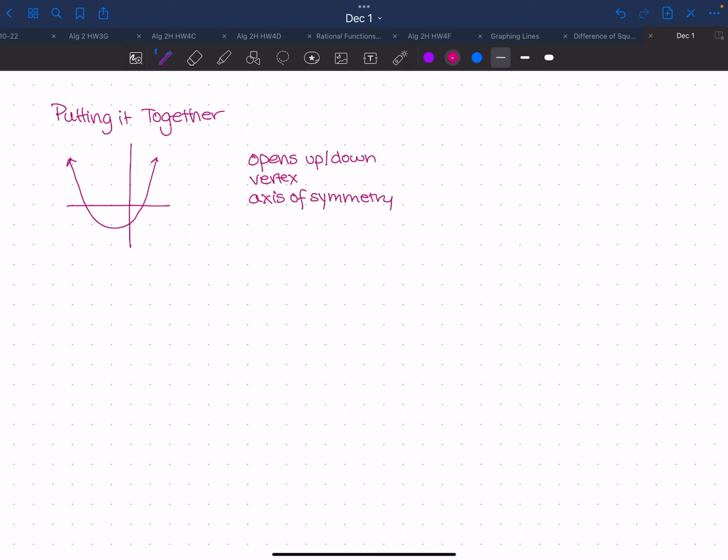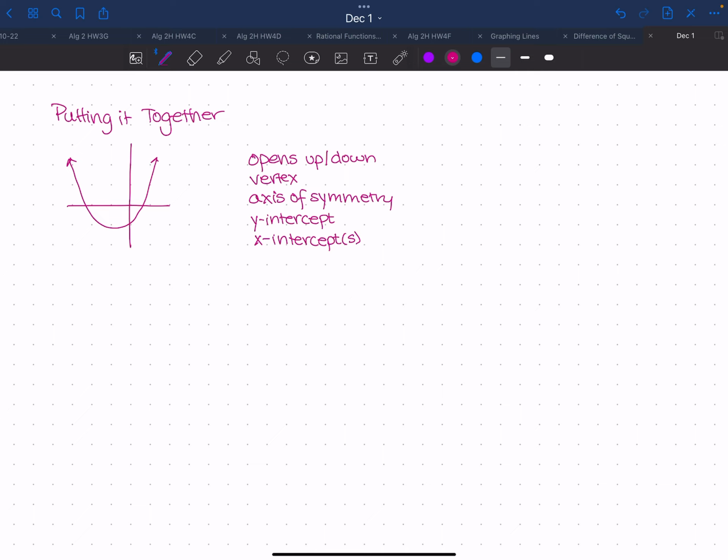Now, before I showed you how to find other points on the graph, and that still works, but now that we know how to solve equations, what we can actually do is we can find other points also by focusing on the intercepts. So there's the y-intercept and the x-intercepts.